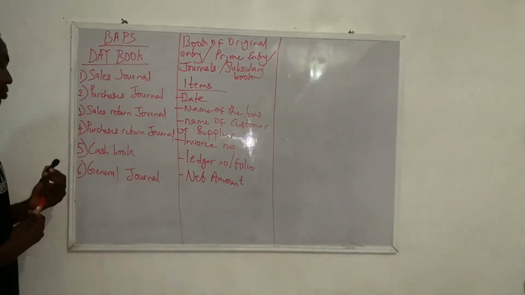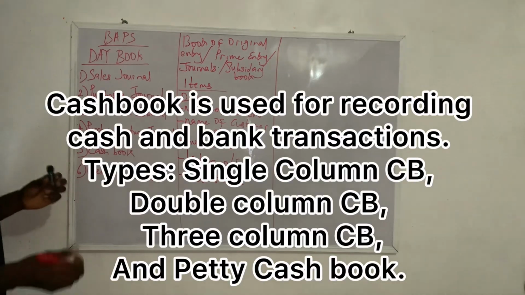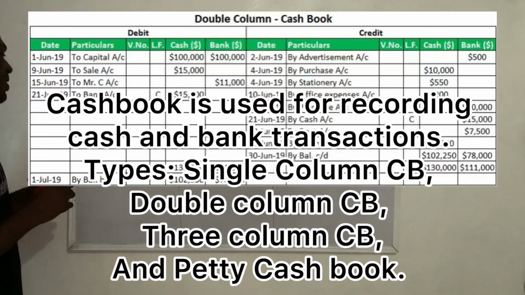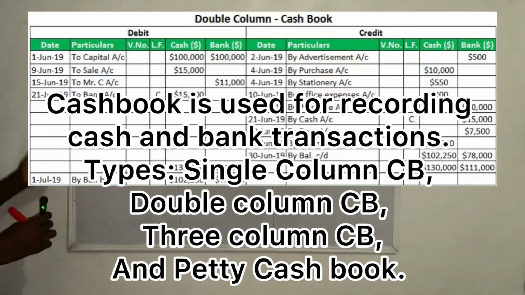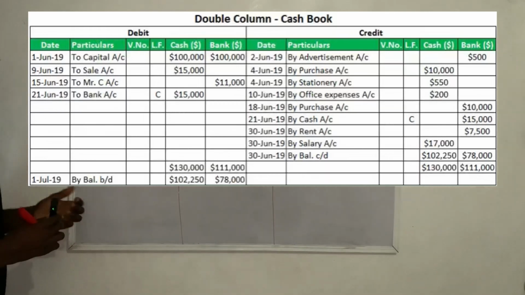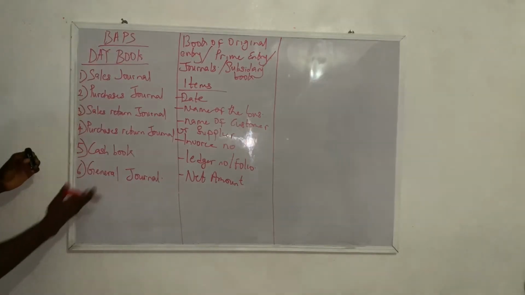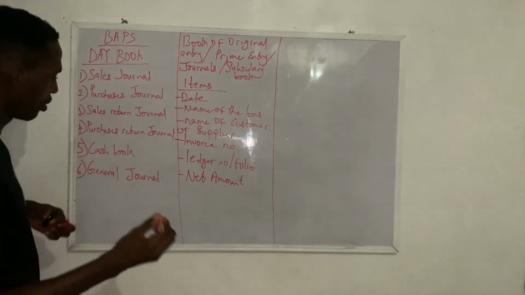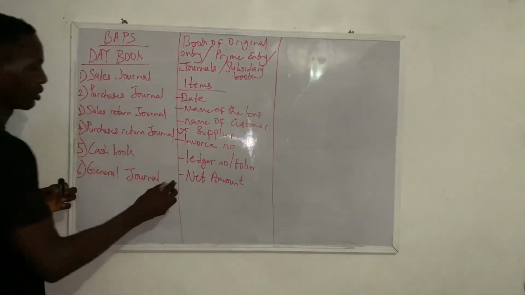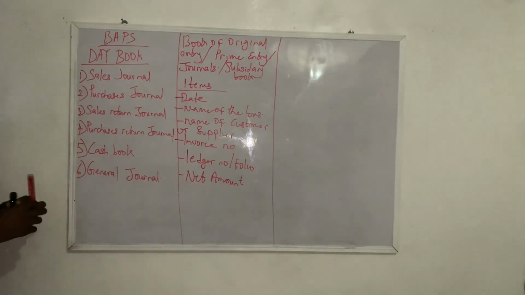All right, okay, let me go back to cash book. We have 3 to 4 types of cash book. We have single column cash book. We have double column cash book. We have 3 column cash book. Then we also have petty cash book. So they can choose to separate the petty cash book, but I feel it's part of it, depending on what you are being asked to do. So this is all for daybook.